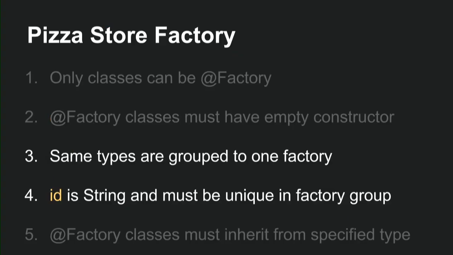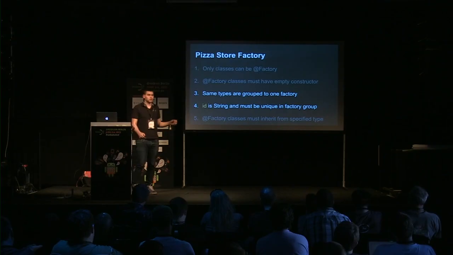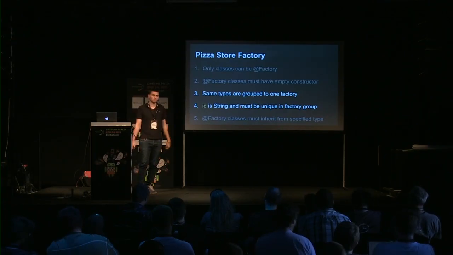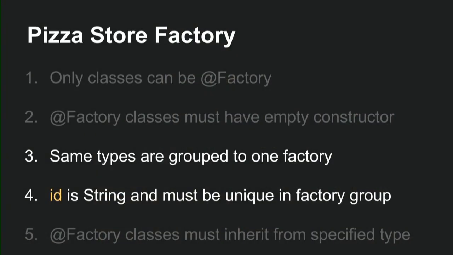Next, there are 2 rules we cover in one because they belong together. So same types are grouped into one factory. So that was what I said before. The type you specify in the @Factory annotation groups all together to build one factory that can instantiate all of those classes annotated with @Factory. And the ID must be unique, so there cannot be margarita used for PizzaMargarita and for Calzone as well. Okay.